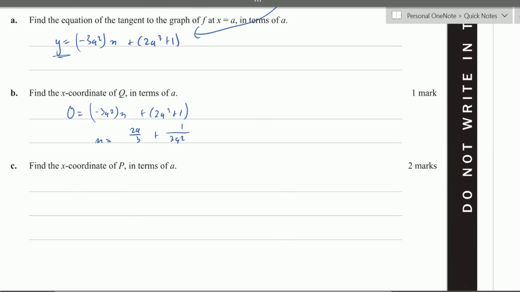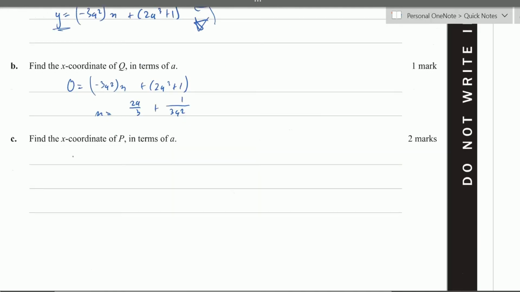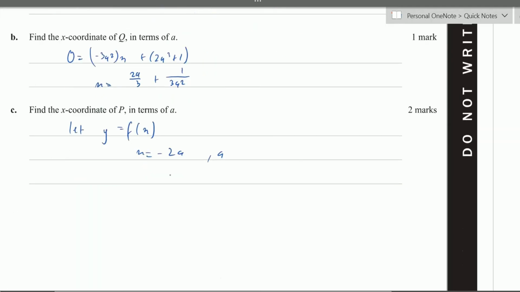So find the x-coordinate of P in terms of a. P is here. At that point, the tangent we found is equal to the graph of f, so you let y equal f(x). You should get -2a and a, but a is this point, so we're not going to use it because it's not asking for that point. So x is -2a.